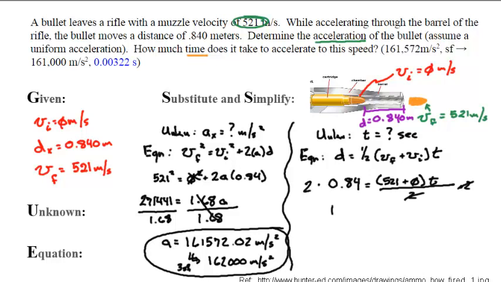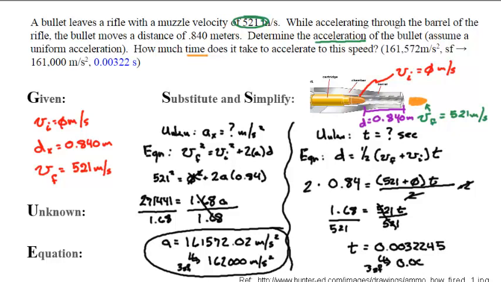And I get 1.68 equals 521 t. I'm going to divide by 521 to cancel. Whatever I do to the right, I have to do to the left. t equals 0.00322245. And if I apply the correct number of significant figures, that's 3 sig figs, I get 0.00322 seconds.